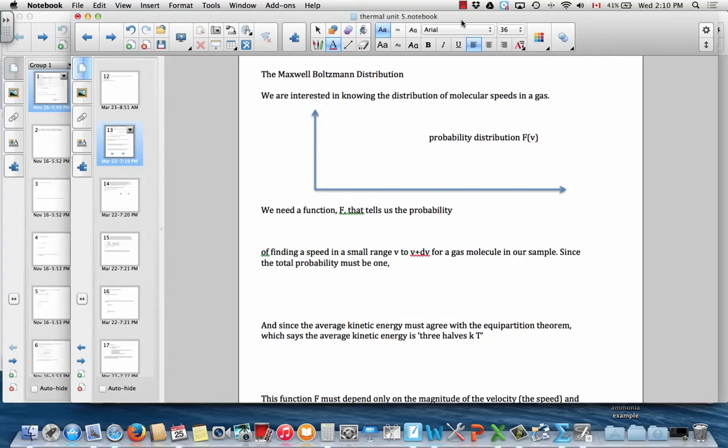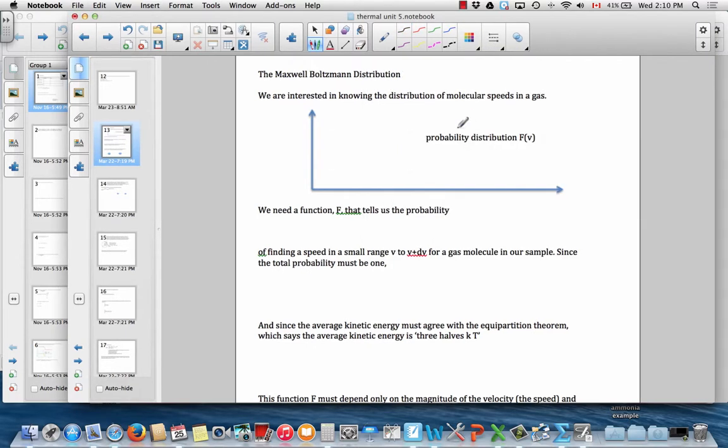So we mentioned last class that the particles in a gas don't all have the same speed, and there's actually a distribution of speeds. So we can look at the rate of incidence versus the speed v. So this is the number of molecules that actually have that speed.